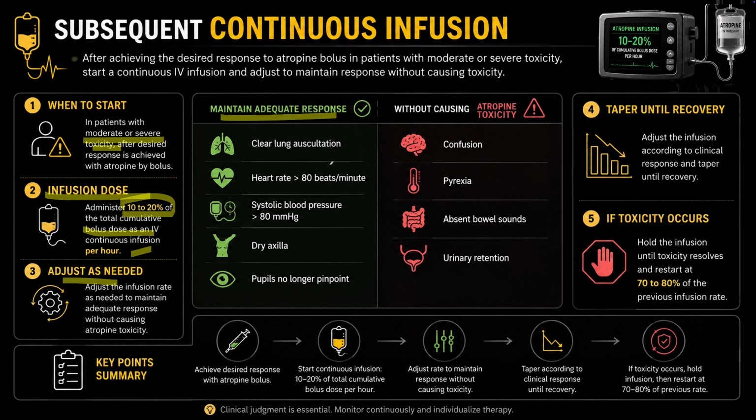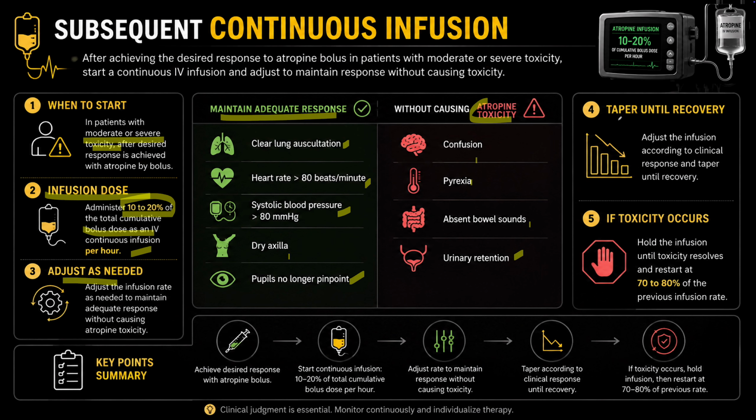Key indicators include clear lung auscultation, a heart rate greater than 80 beats per minute, systolic blood pressure above 80 millimeters of mercury, dry axillae, and pupils that are no longer pinpoint. At the same time, clinicians must avoid signs of atropine toxicity. Warning signs include confusion, pyrexia, absent bowel sounds, and urinary retention. Continuous monitoring is essential. The infusion should be titrated based on the patient's response and gradually tapered as recovery occurs.